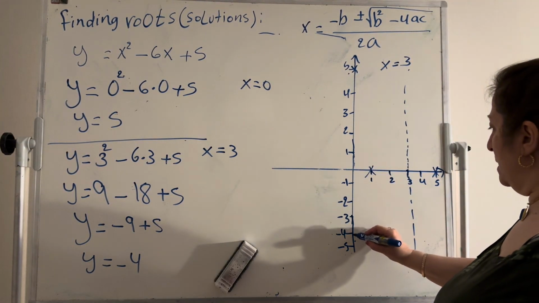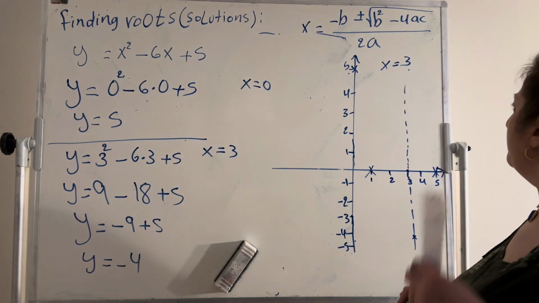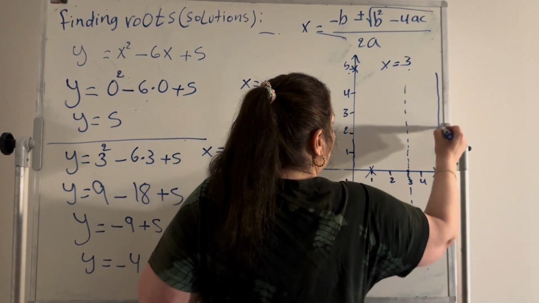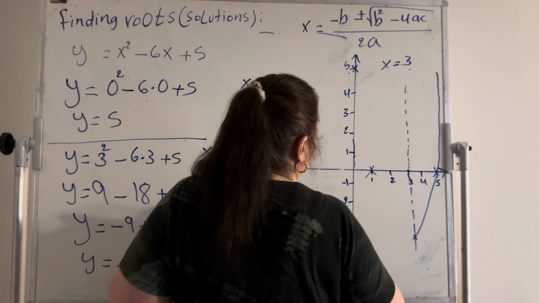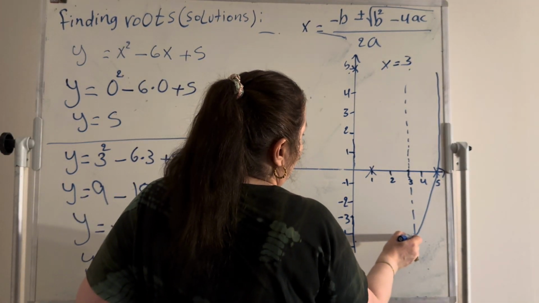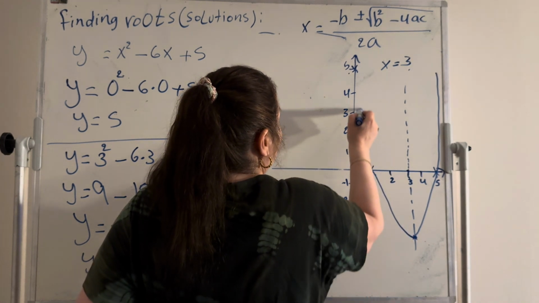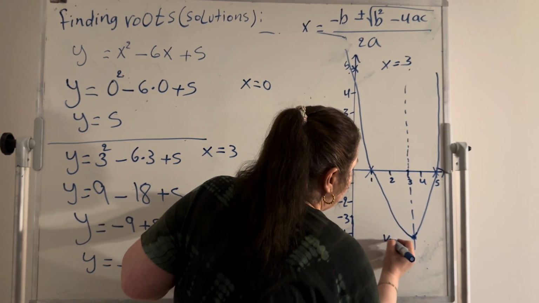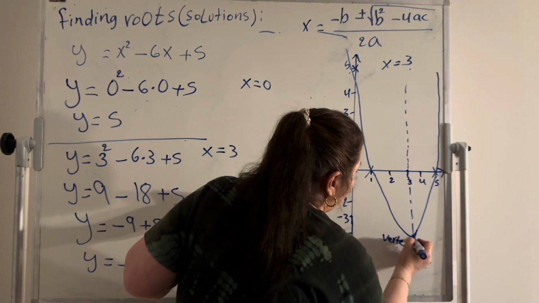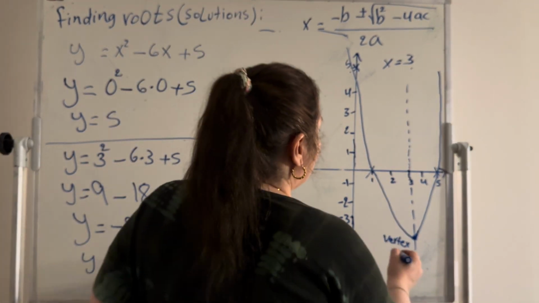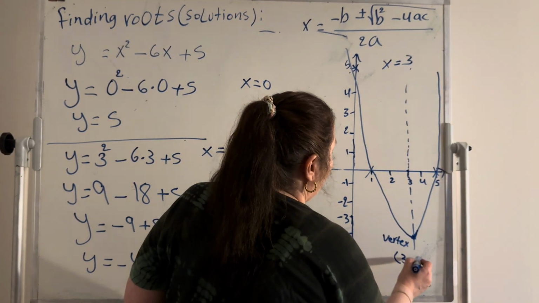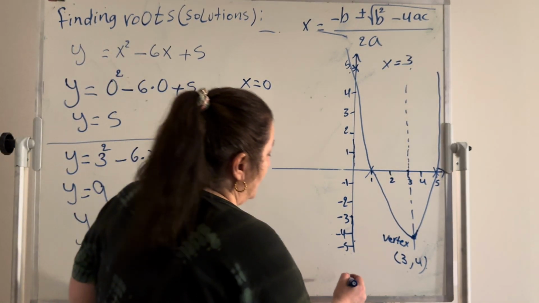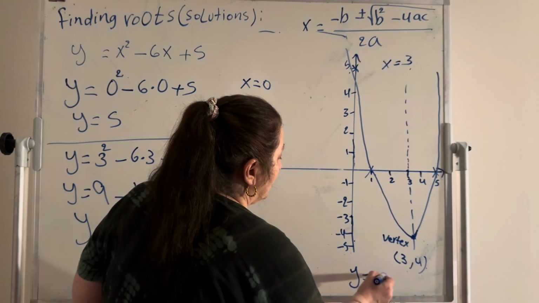I see the parabola has a minimum value, and the vertex is here. The vertex is when x equals 3 and y equals minus 4. And the minimum value is when y equals minus 4.